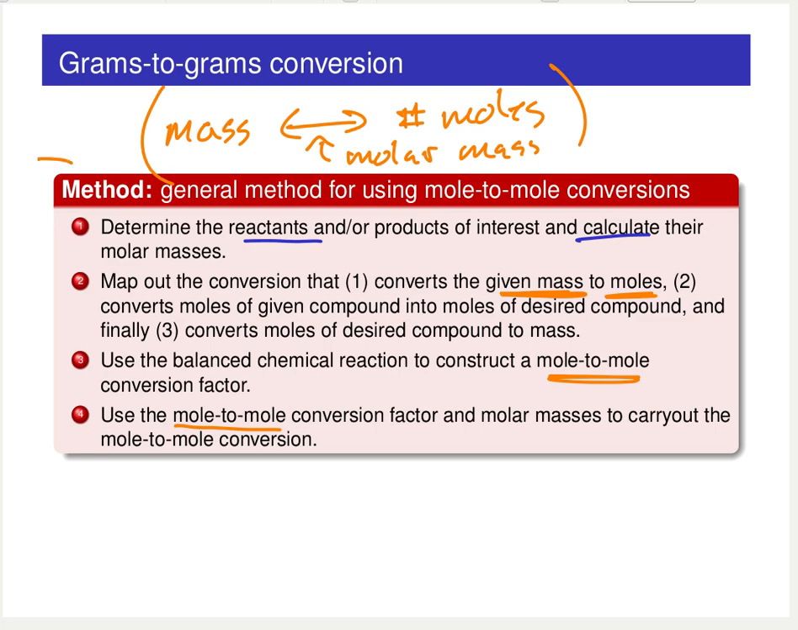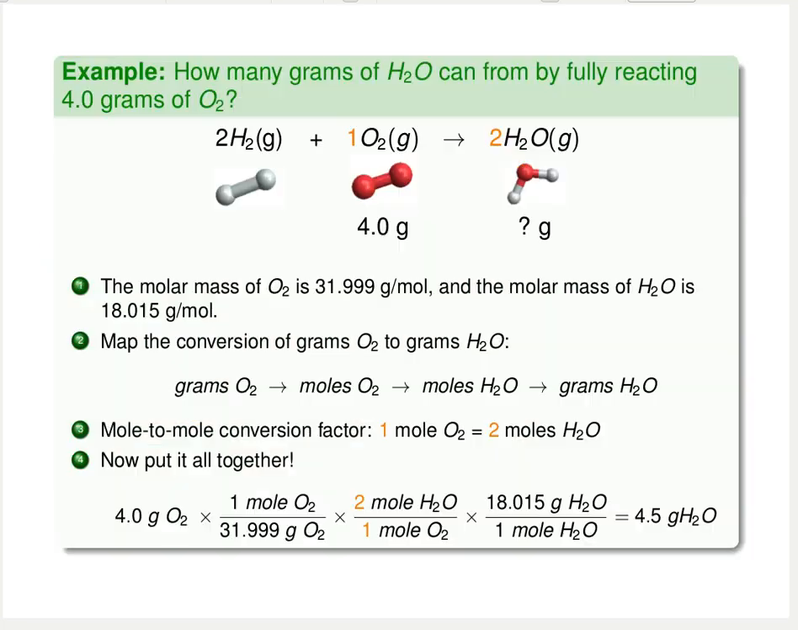So there's a lot that goes on here. So let's jump into an example in order to help make sense of this. Let's look at our favorite example, the formation of water. And remember that we've already balanced this chemical reaction equation. And now let's answer the question of how many grams of product we can form given an initial quantity of 4.0 grams of O2.